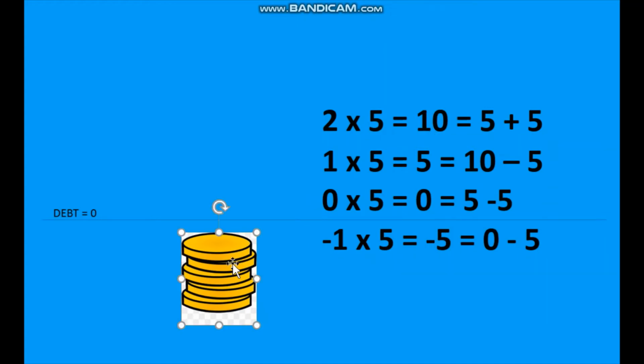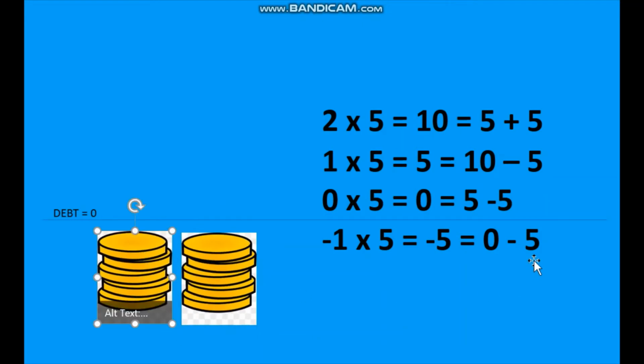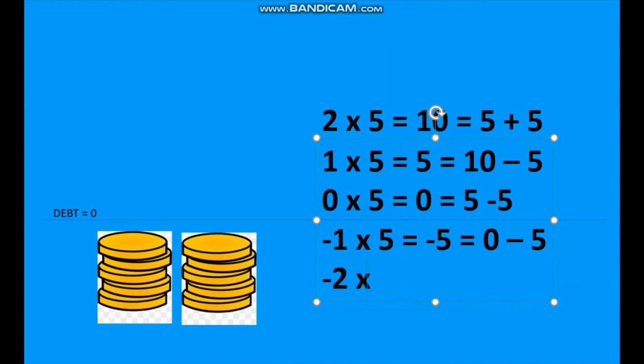Similarly, what if you borrow another 5 coins from your friend and then again spend it? So what is the total debt you have? That is, what is the value of your coins? This time you have to do -2 times 5. And it is the same process where you get this -5 and then you need to subtract 5 from it. So it is nothing but -5 and -5. This time the answer we get is -10.